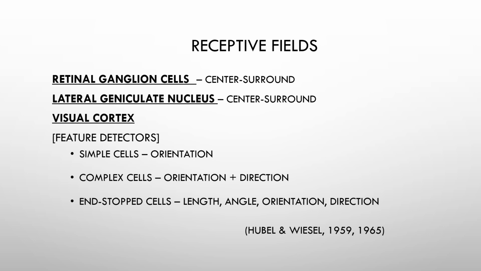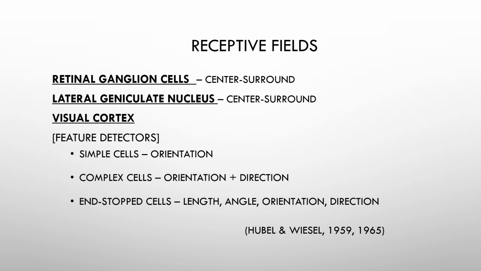If we look at our receptive fields, now again, receptive fields are what is influencing the firing rate of a neuron, whether it's excitatory or inhibitory. How am I influencing the neuron? At the level of the retinal ganglion cells, we have center surround receptive fields. At the level of the lateral geniculate nucleus, we have center surround receptive fields. We've broken the visual world down into little tiny dots.